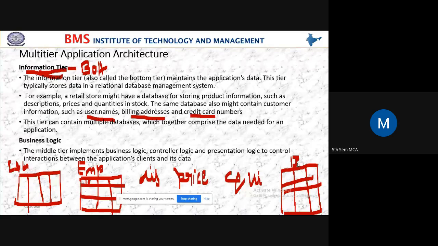This architecture contains three layers. You can call them three tiers. Multi means more than one, so we call it multi-tier. Here we have three tiers, or three layers: the information layer, the business logic layer, and the client layer.